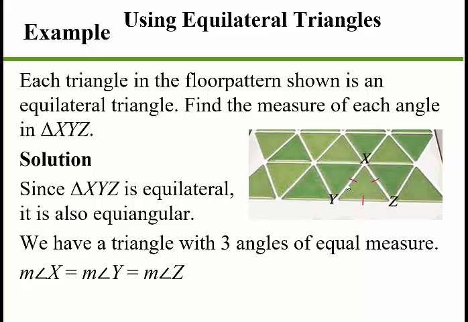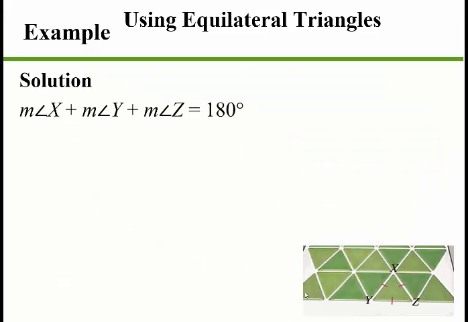Since this triangle XYZ is equilateral, it is also equiangular. So we have a triangle with three angles of equal measure. So the measure of angle X is equal to the measure of angle Y is equal to the measure of angle Z. All these angles sum up to 180 degrees. Since they're all equal, I'm going to replace the measure of angle Y with the measure of angle X, and the measure of angle Z with the measure of angle X, because they're equal.